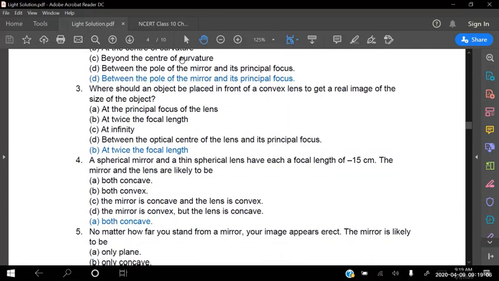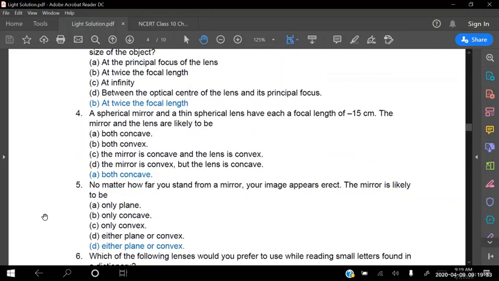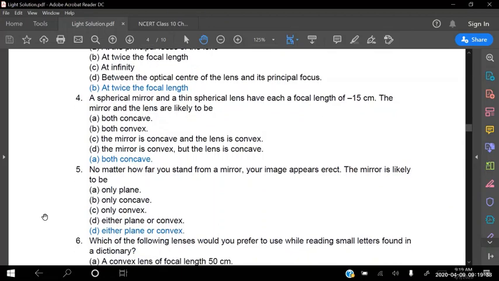Where should an object be placed in front of a convex lens to get a real image of the size of the object? At the principal focus, at twice the focal length. So he's saying, where should an object be placed in front of a convex lens to get a real image of the size of the object? That means same the size. That means at C if it is written, otherwise they have written at twice the focal length, means 2f. 2f and C are same. So at twice the focal length. Now the choice is twice the focal length, you write that choice.